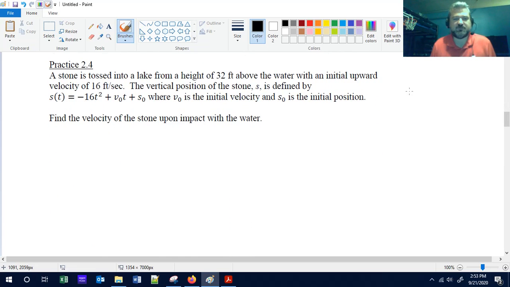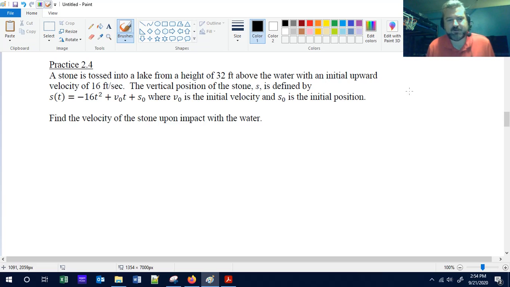A stone is tossed into a lake from a height of 32 feet above the water with an initial upward velocity of 16 feet per second. The vertical position of the stone S is defined by this function, where V naught is the initial velocity and S naught is the initial position. Find the velocity of the stone upon impact with the water.